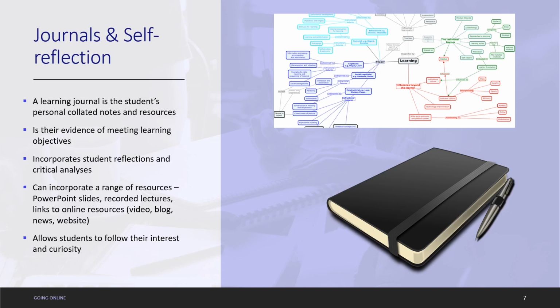A learning journal will incorporate not just notes on their learning, but also their reflections and critical analysis. What do they think? Most of the journals that my students have produced are not just textual. They include copies of PowerPoint slides, they include embedded video or embedded audio of recorded lectures, and increasingly provide a wealth of resources that they found online, such as videos, blogs, news feeds, websites, and so forth. And the great thing about the journal is the students follow their own interest and curiosity. So you want to try and facilitate that by giving direction that enables the student to follow their passion.